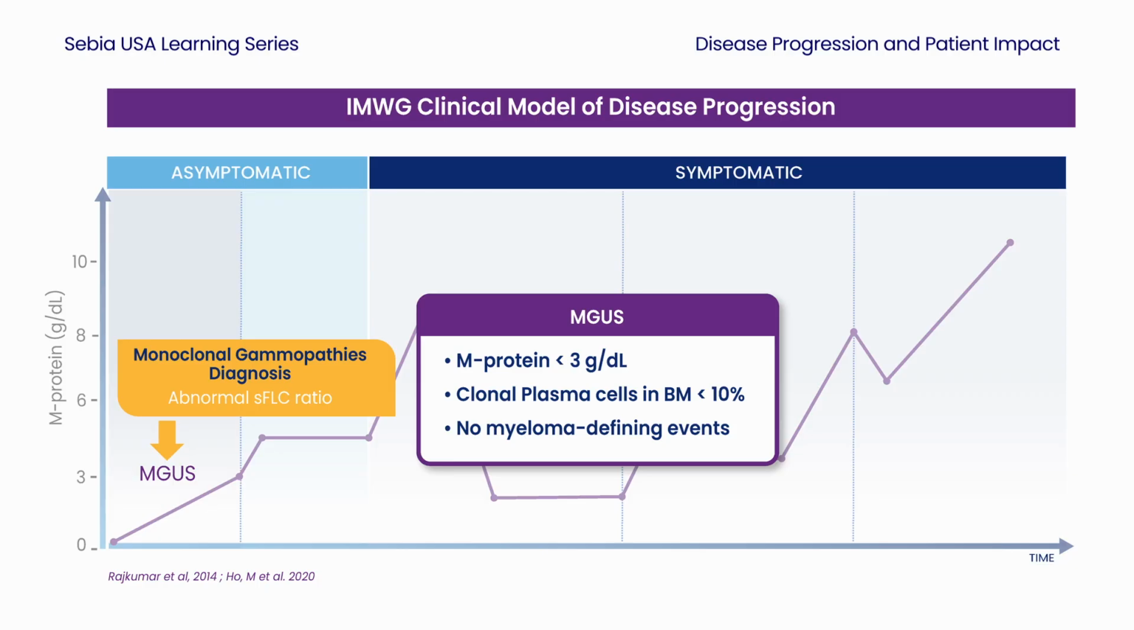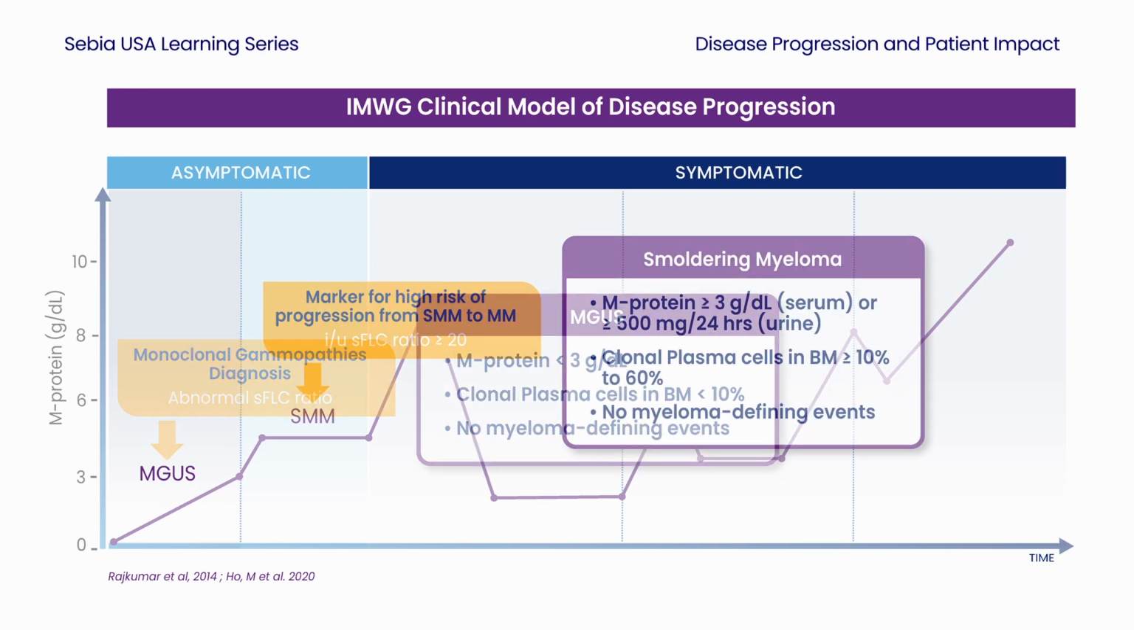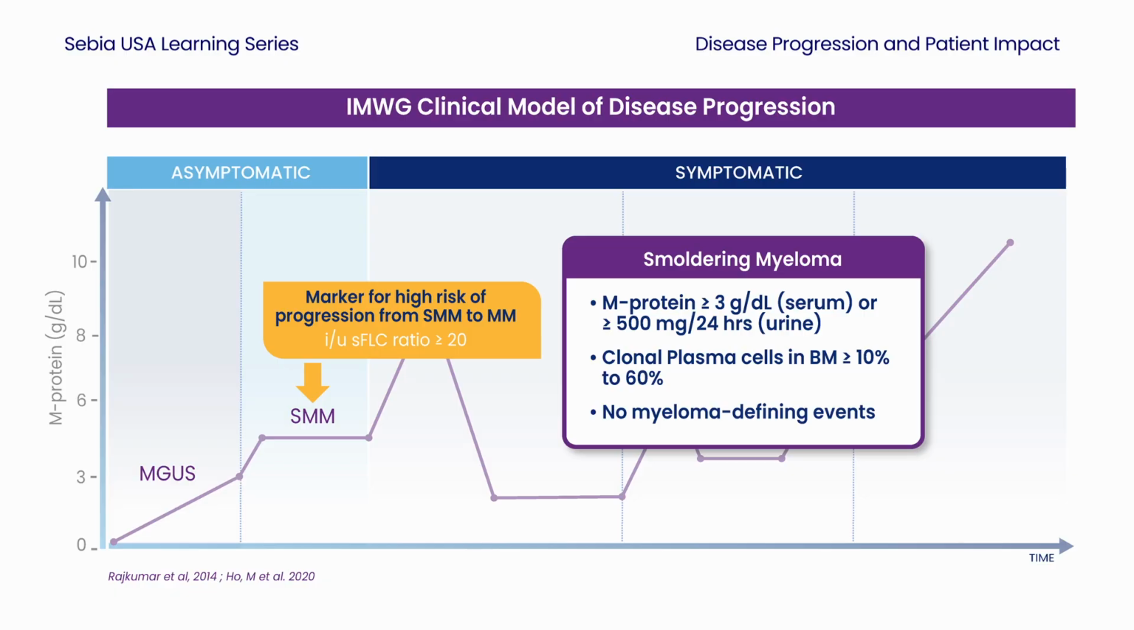As monoclonal protein concentration increases beyond the threshold of 3 grams per deciliter or greater than 500 milligrams per 24-hour urine, the disease progresses to smoldering multiple myeloma. Another asymptomatic disease state, prognostically distinct from MGUS, based on the risk of progression of about 10% per year for the first 5 years, 3% for the next 5 years, and 1% per year thereafter.